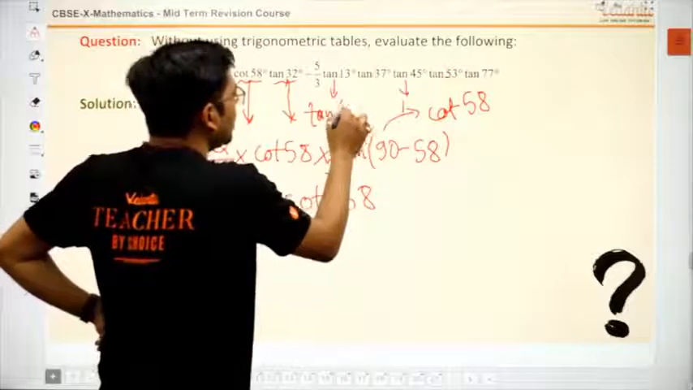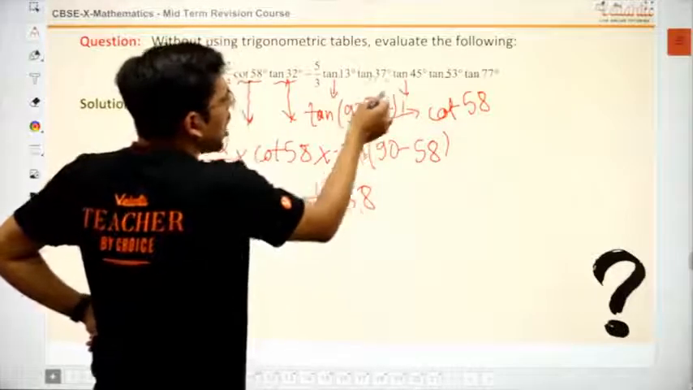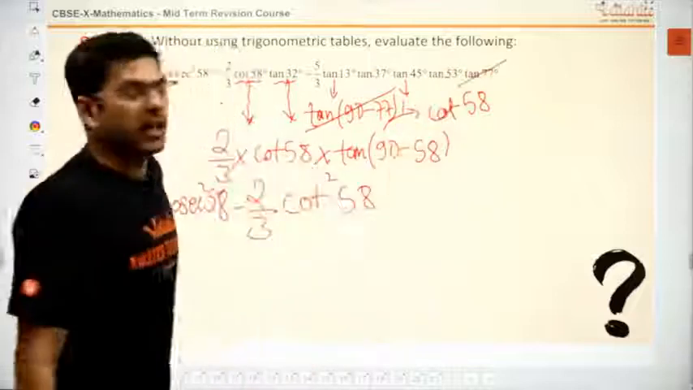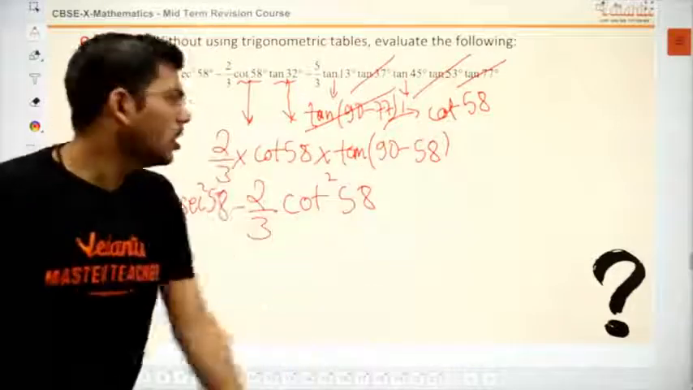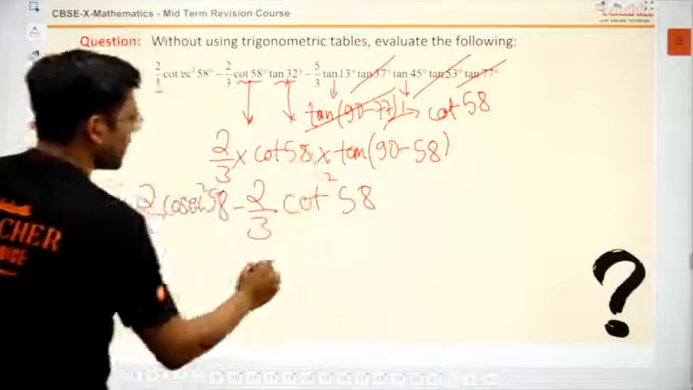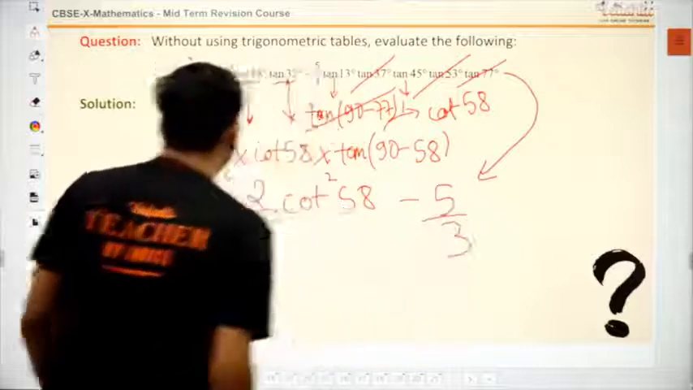This as tan of 90 minus 77, yeah. Again this will become cot and tan gets cancelled. Again this will also become tan and this cot cancelled. All cancelled, this will become minus 5 by 3. So I'm writing it direct: minus 5 by 3.